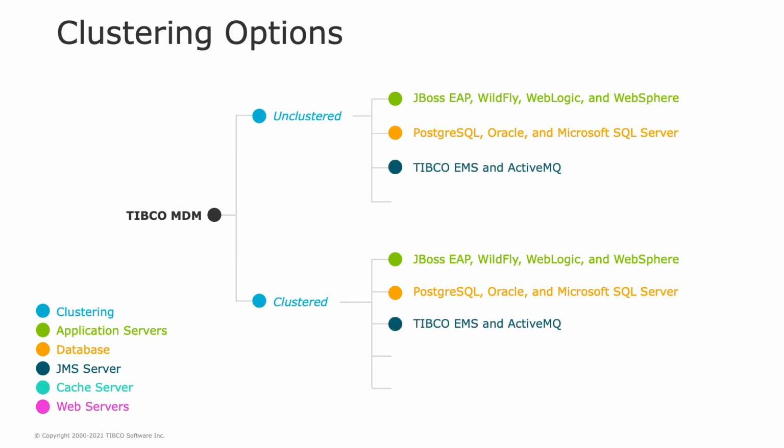Install any one of these JMS servers and create the required queues and topics. TIBCO MDM supports Apache Ignite as the caching option and is bundled with the installer. Use Apache Ignite as distributed cache for TIBCO MDM. You can choose to use Microsoft IIS, Apache HTTP, or IBM HTTP web server. Configure a supported web server to provide load balancing between the instances and provide a single URL for all instances.